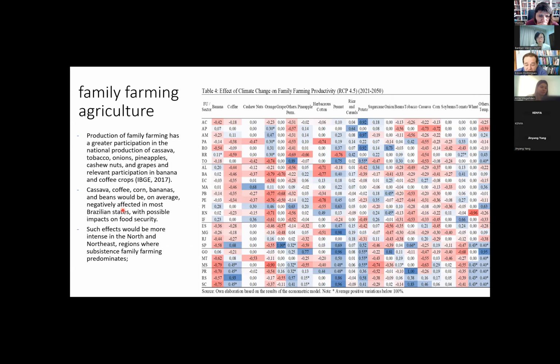This kind of study, I think, is very interesting because we are also talking about adaptation in Brazil, how we are going to adapt these crops to climate change. So it's another type of research that's very important in Brazil nowadays related to climate change, how we're going to adapt these crops and other things to climate change.